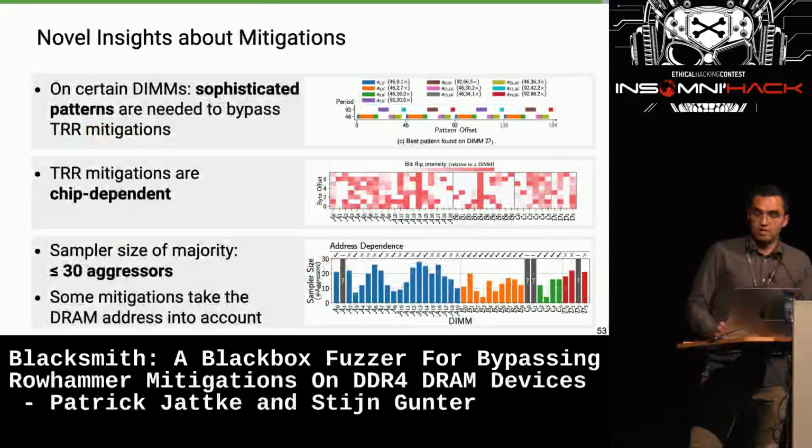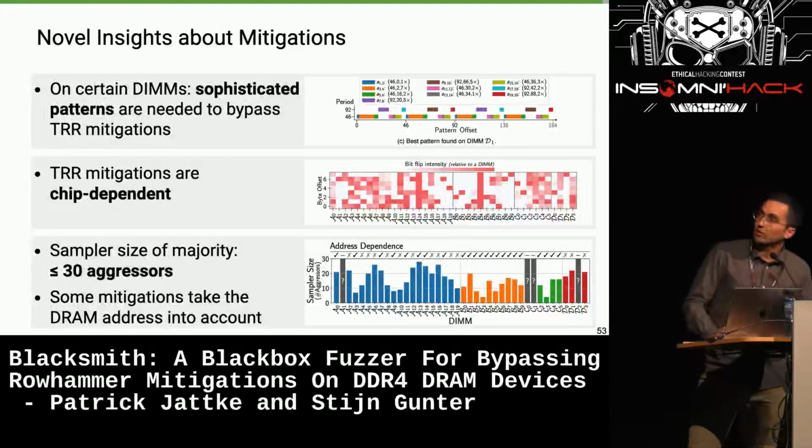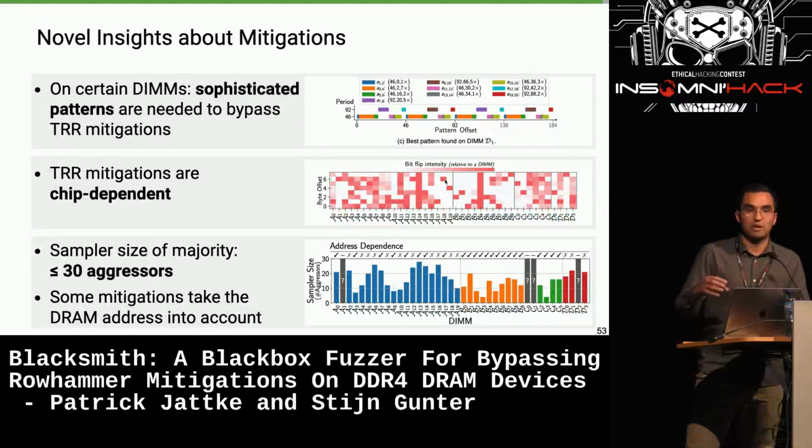And based on these new patterns that we found, we also derived some novel insights. So we found out that on some DIMMs, the patterns are quite sophisticated, complex, and very difficult to craft manually. We also found out that these TRR mitigations are chip dependent. So on some devices, we could only trigger bit flips on a very specific byte offset. You have to know that usually these chips on the DRAM device work all in parallel, meaning that if you only see a bit flip at a specific byte offset, then only a specific chip is vulnerable to Rowhammer.